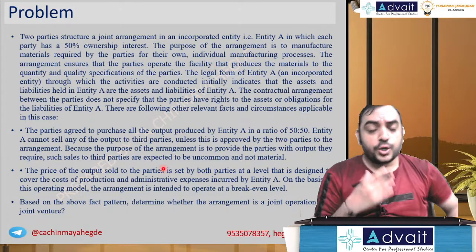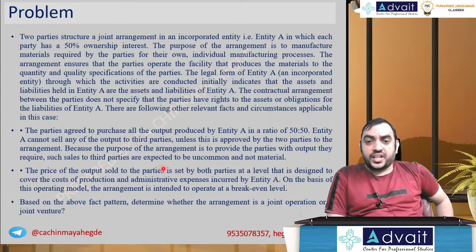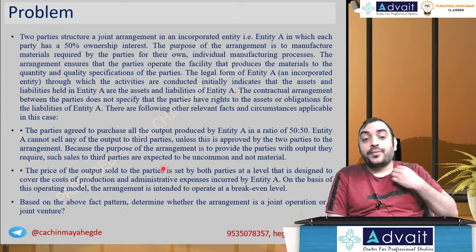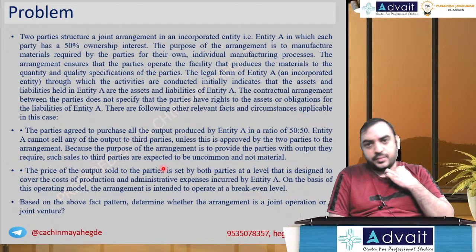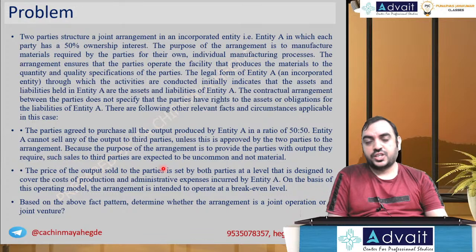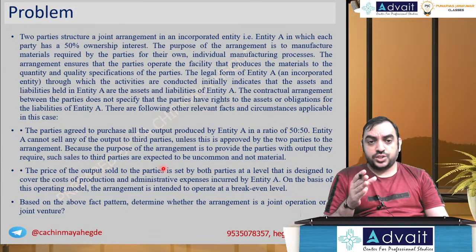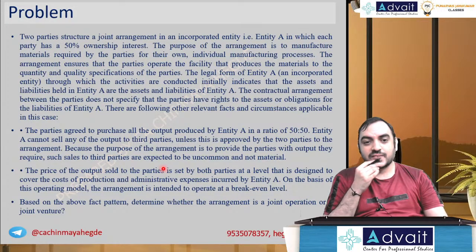Okay. Two parties structure a joint arrangement, an incorporated entity. So there is a separate entity. We have to look at the additional factors now. Entity A, in which each party has a 50% ownership interest. Okay, so 50-50, two parties are there.